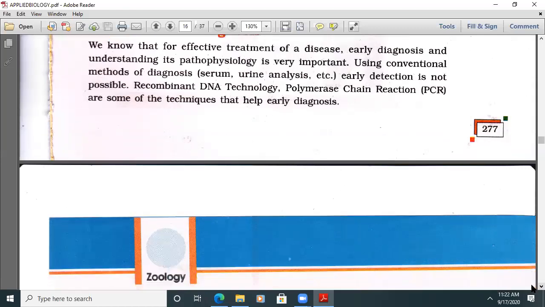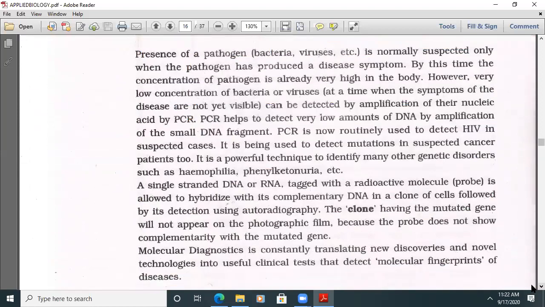Some of them, as we are going to discuss here: the presence of a pathogen, which may be either bacteria or virus, is normally suspected only when the pathogen has produced disease symptoms. Take the example of coronavirus. Only when it gives symptoms can we recognize we got affected. By this time, the concentration of the pathogen is already very high in the body, and the virus has spread all over the body. So that's the problem.